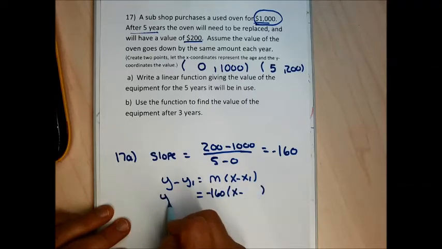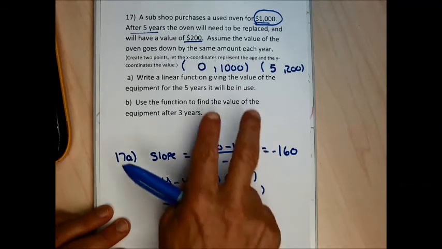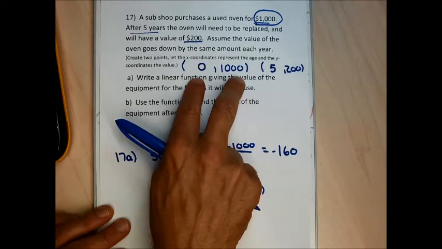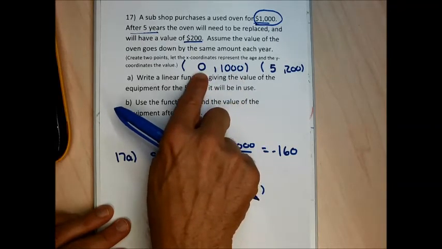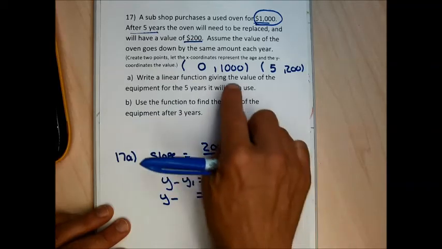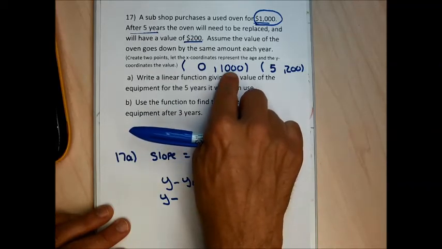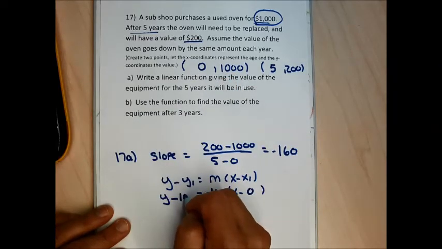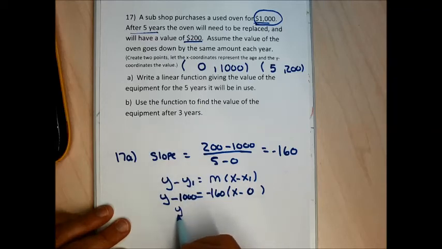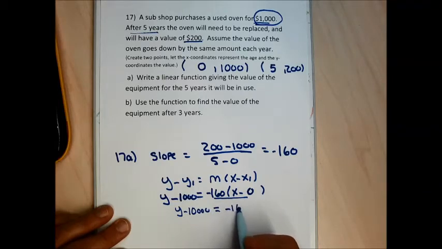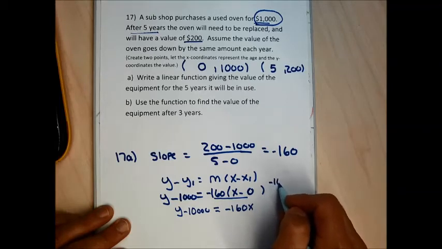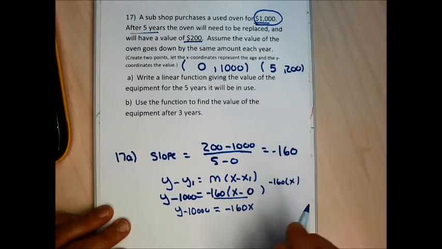And in for the y1 and the x1, I can pick either point. I like this point better. And for the x1, I'm going to write the x coordinate of that point, which is 0. And for the y1, I'm going to write the y coordinate of the first point, which is 1,000. So this is going to give me y minus 1,000. And this side just simplifies to be negative 160x, because x minus 0 is just x, which I can write without a parentheses.